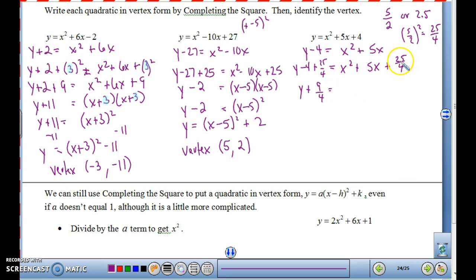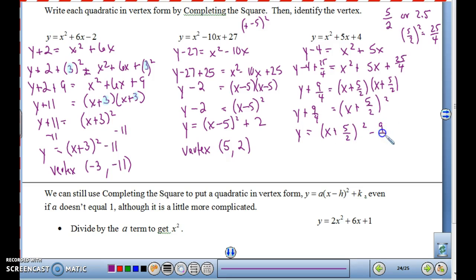And then we know that the factors of 25 over 4 are going to be 5 over 2. So it's x plus 5 over 2 times x plus 5 over 2, which is x plus 5 over 2 quantity squared. And then move the 9 over 4 back: x plus 5 over 2 quantity squared minus 9 over 4. So your vertex, if you did it as a fraction, is (5 over 2, negative 9 over 4), or you can do it as decimals, (2.5, negative 2.25). So that should be your vertex. So that is completing the square when you have your x squared value.